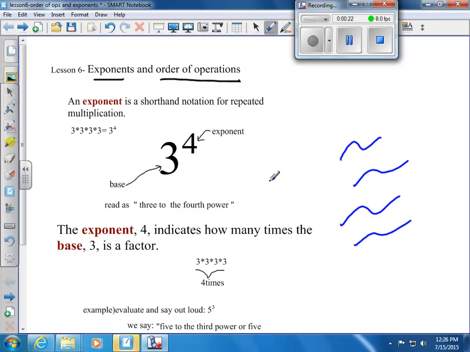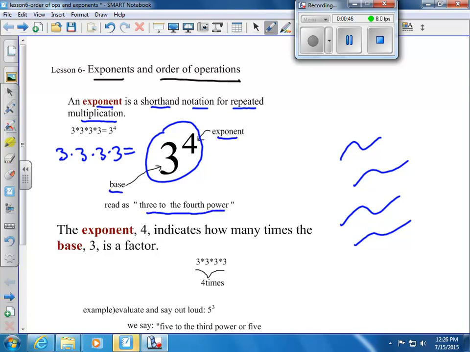Some of you may have seen this before. Some of you maybe not. An exponent is a shorthand notation for repeated multiplication. So, 3 times 3 times 3 times 3 can be expressed as 3 to the 4th power. The 4 is a superscript, right? That's your exponent, and 3 is called your base. We read this as 3 to the 4th power. The exponent 4 indicates how many times the base 3 is a factor.